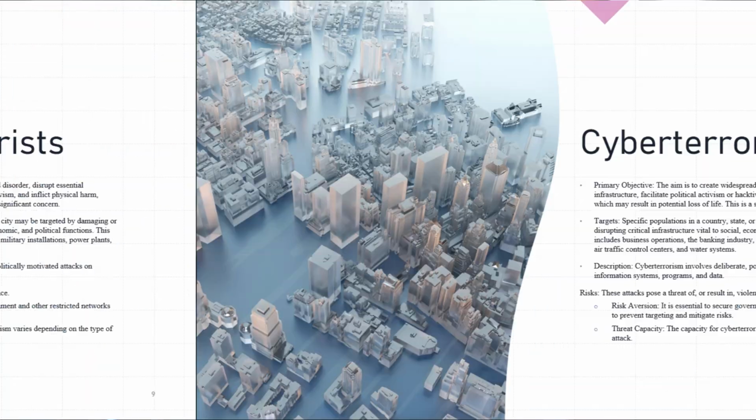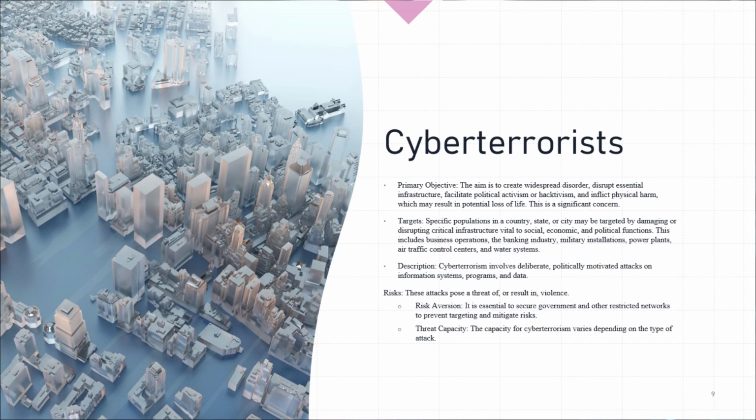Cyber terrorism. Cyber terrorism involves deliberate, politically motivated attacks on information systems, programs, or data. These are people who just go in to harm, steal data, or create risk. It's like another country trying to find information in order to get an advantage inside their political motives. They target specific populations, countries, states, or cities, causing damaging disruption to system infrastructure vital to economic or political functions. These include business operations, the banking industry, military installations, and power plants.